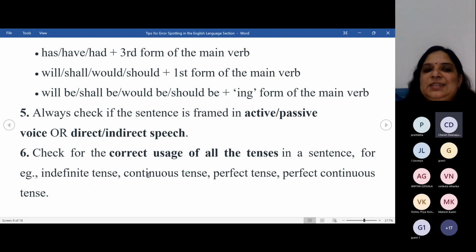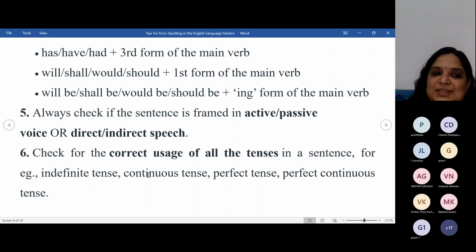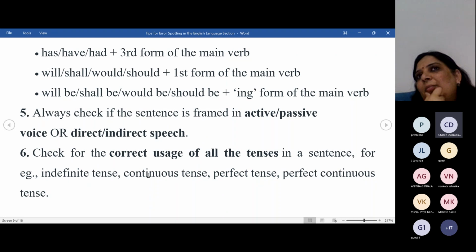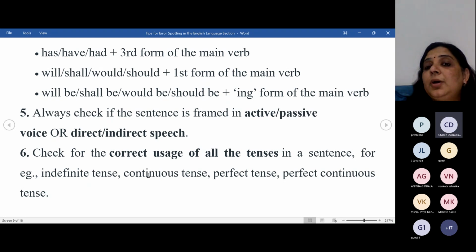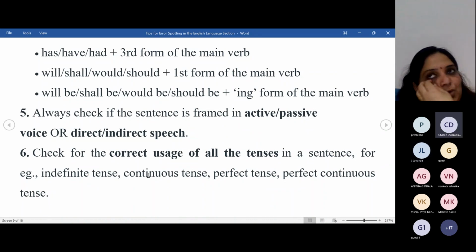So always check if the sentence is framed in active or passive voice, or direct or indirect speech. It is very, very important. So when it is active voice, for example, I'm just giving you: he broke the window. Active voice, right? Now change it to passive voice. Can any one of you? He broke the window. The window was broken by him.